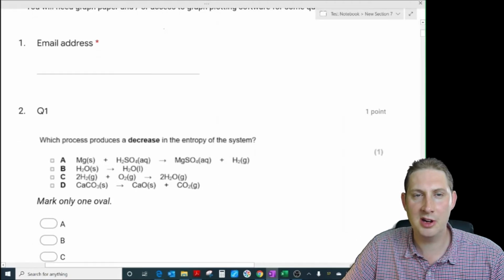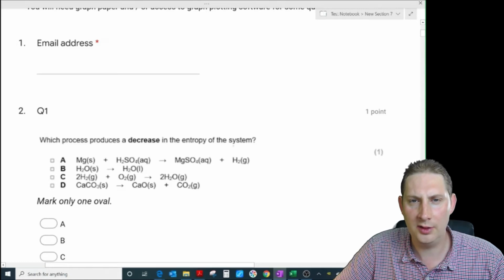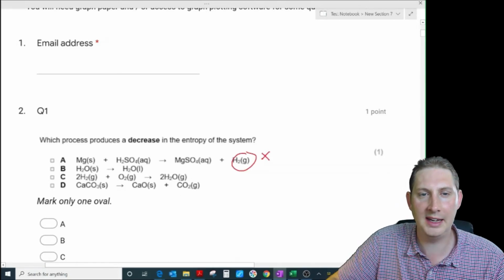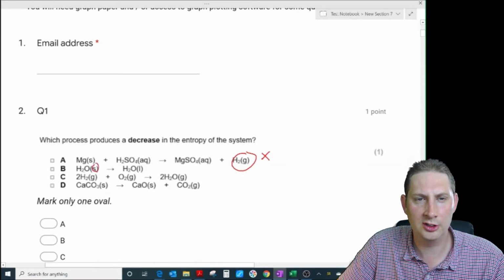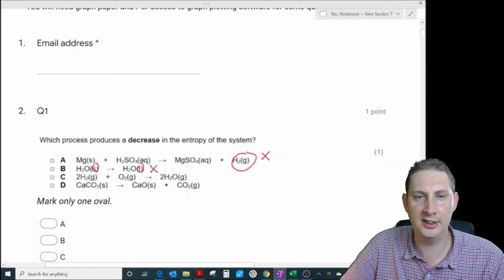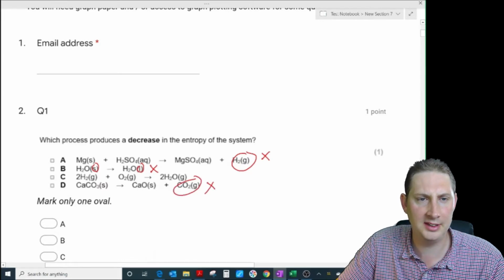First, which process produces a decrease in entropy of the system? Well, the first one's producing a gas, so it's definitely not that. That would be a big increase in entropy. On this one, you've got a solid becoming a liquid, so that's an increase in entropy, so it definitely isn't that one. And on this one, you're also producing a gas, so it definitely isn't this one. So it must be C.